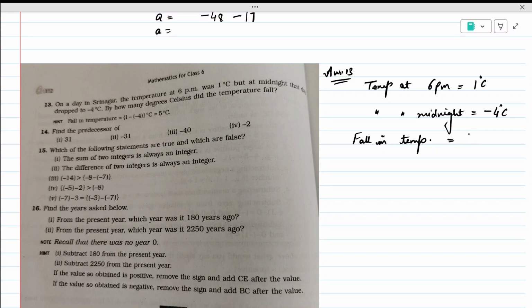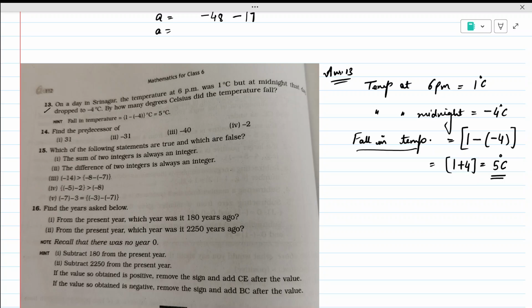Okay, it started from 1 and it dropped down to minus 4. This is how we are finding out the difference. So minus into minus is plus, 1 plus 4, which is equal to 5 degrees Celsius. So the fall in temperature between these two timings is 5 degrees Celsius. It has dropped down by 5 degrees Celsius. Okay. Now, the next question is similar to what we have already done in 6B.